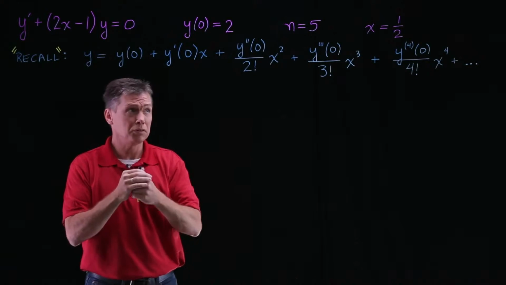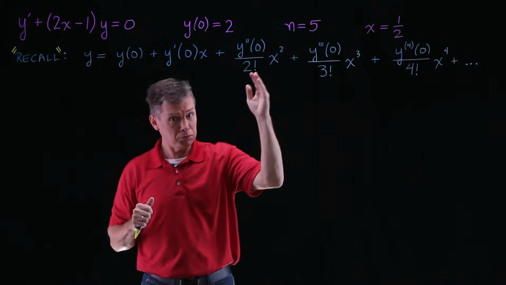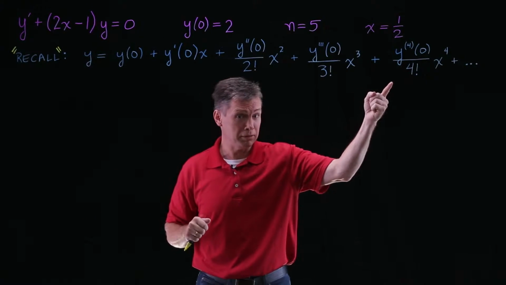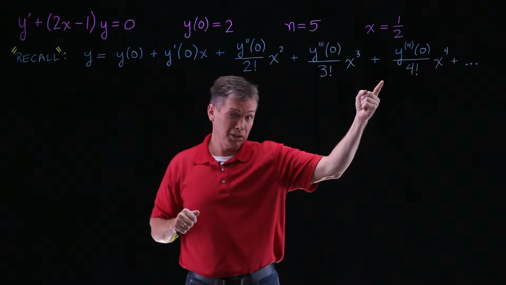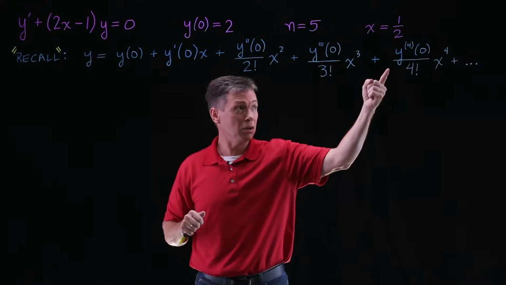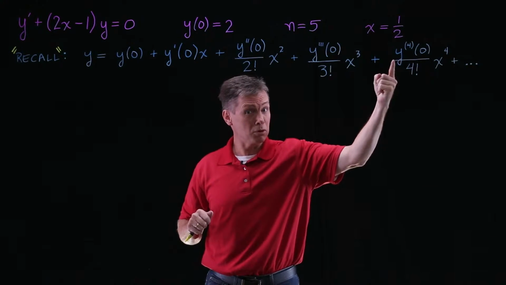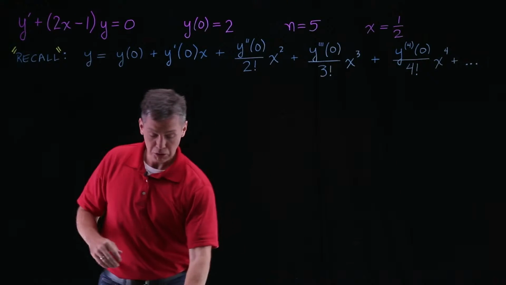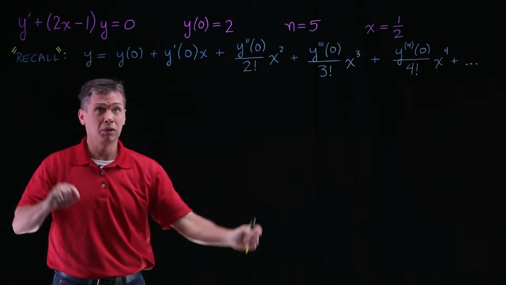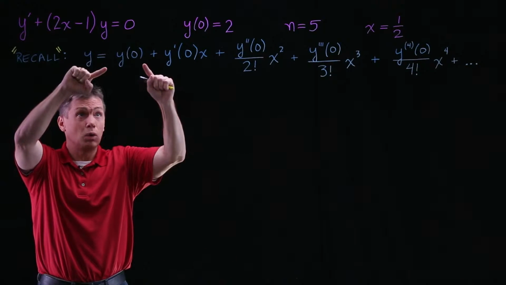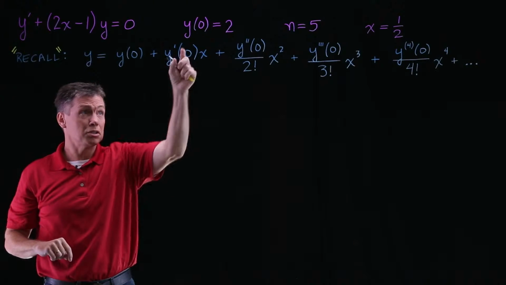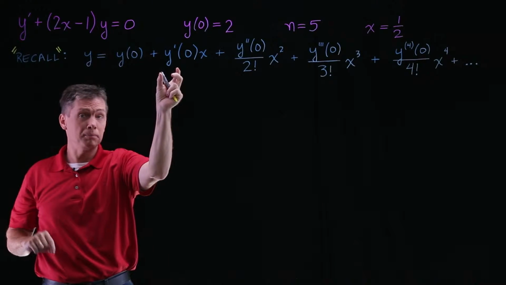Okay? If they want us to find 5 terms, you can see that I'm ready for 1, 2, 3, 4, 5 terms. And you can see in those terms that I'm going to need all the way up to a fourth derivative, right? So let's start our grunt work by getting some derivatives. I will need a y of 0, that's not a derivative, but I have that. That's that initial condition. Then I'm going to need a y prime.